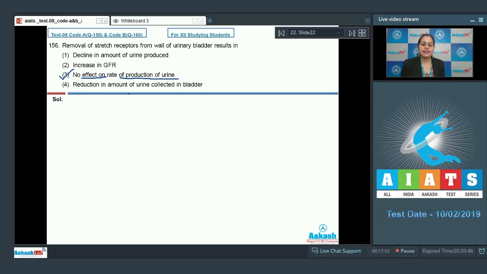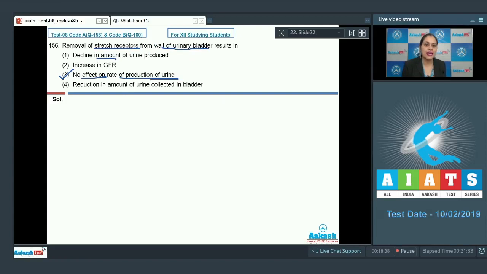production of urine. It is the stretching of urinary bladder once it gets filled with urine, which stimulates the stretch receptors on the wall of urinary bladder, which sends signals to CNS and initiate micturition reflex. Removal of these stretch receptors does not impact rate of urine production. Let's discuss other options also.